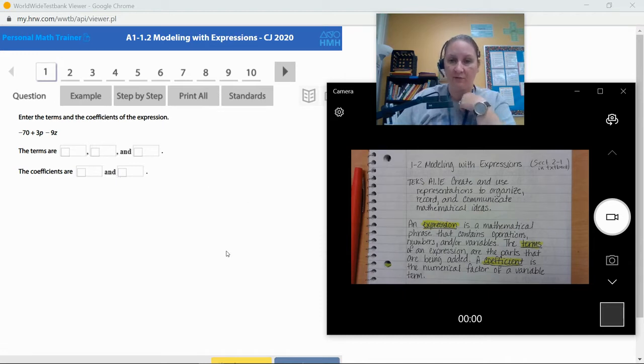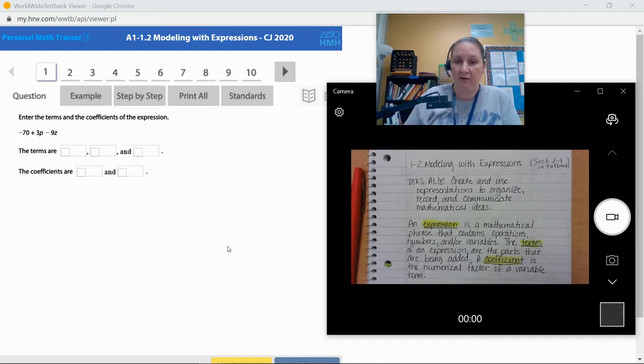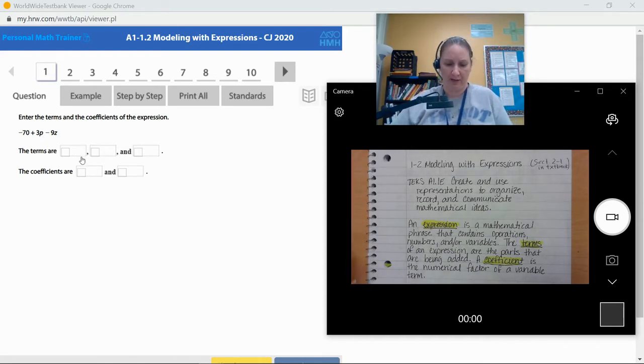So modeling expressions. An expression is where you're taking a set of information and expressing it in a mathematical phrase that contains operations, numbers, and/or variables. The terms of the expression are the parts that are being added together. So every piece that's being added together, and added can be a minus sign, because remember, minus really means plus negative. And then a coefficient is the numerical value that is associated with only the variables.